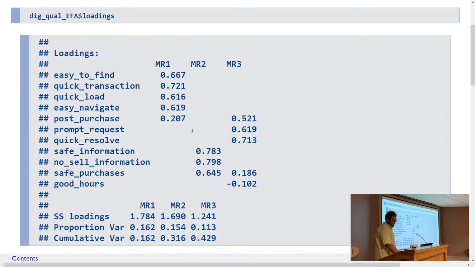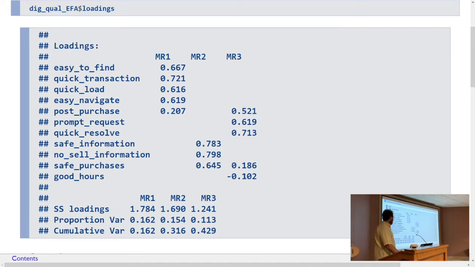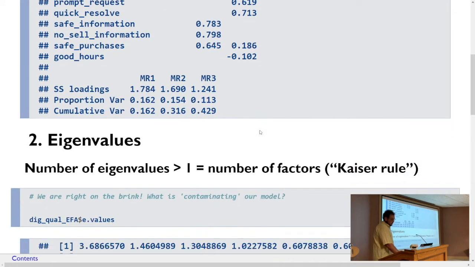So these all seem to be okay, except again, I kind of cheated and put this one at the bottom. We have 1 minus 0.1, and we'll see a little bit further why that might be happening. But it looks like most of these are good. They're loading onto one and only one factor, and they're loading pretty highly. Okay, so then we'll look at the eigenvalues.